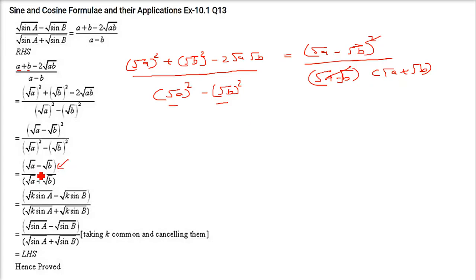Now in the place of a, by using the sine rule, you can put k sin a, and k sin b here. Now take the root k outside and just cancel it. Root k will get cancelled from numerator and denominator. So finally you get the right hand side or left hand side.